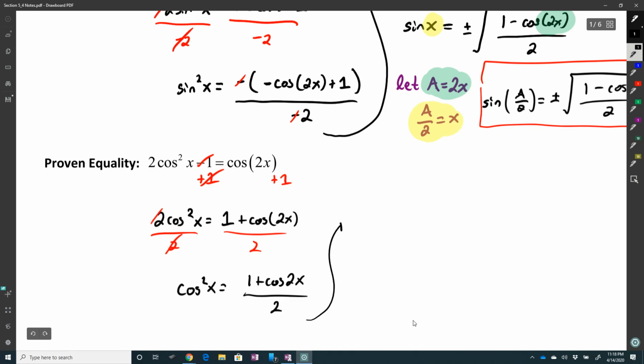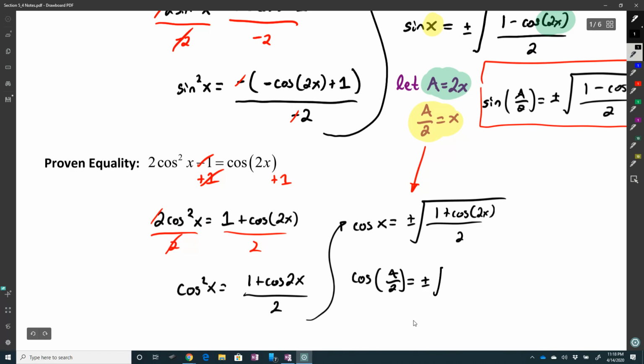Then I take the square root of each side. So cosine of x is equal to plus or minus the square root of 1 plus cosine of 2x over 2. And then all you got to do now is do the variable swap. So we get cosine of a over 2 is equal to plus or minus the square root of 1 plus cosine of a over 2. All right, so there's that formula. And again, when you do your square root, I kind of lazily wrote it. The square root goes over the entire thing, numerator and denominator.